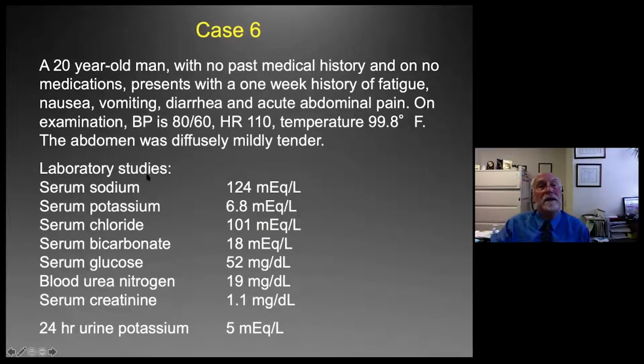Okay, a few more cases and then we'll take a break. This is a little bit shorter case that I think most people will get right off the bat. This is a 20-year-old with no past medical history, no medicines, who comes in with a week of fatigue, nausea, vomiting, diarrhea, and abdominal pain. He's hypotensive, tachycardic, with a low-grade temperature and a mildly diffuse abdomen.